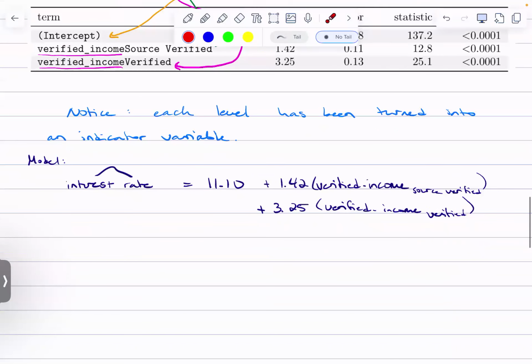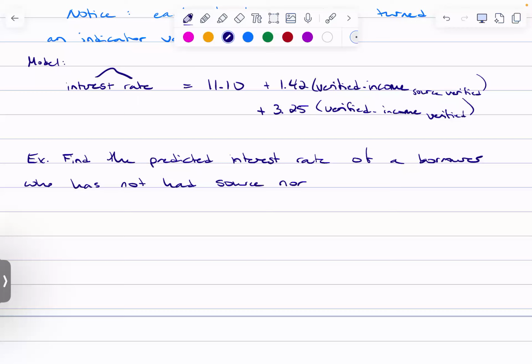and then I can find my predicted values, right? And so here, as an example, find the predicted interest rate of a borrower who has not had anything verified, or who has not had source nor amount of income verified.